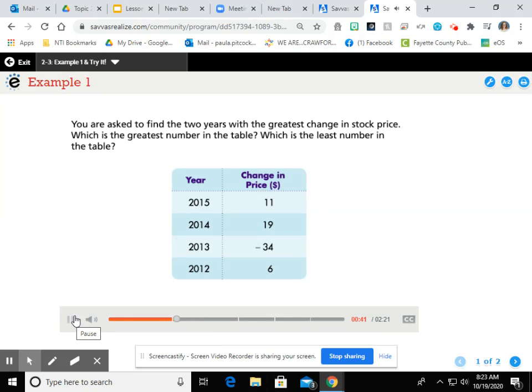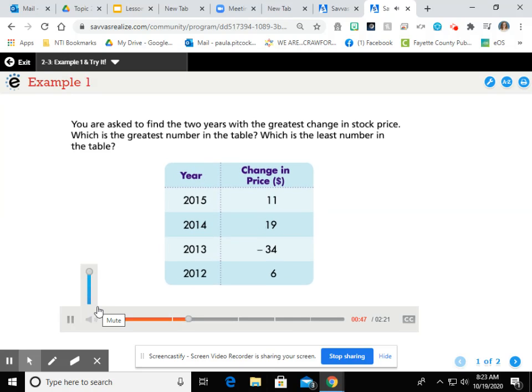You are asked to find the 2 years with the greatest change in stock price. Which is the greatest number in the table? Which is the least number in the table?